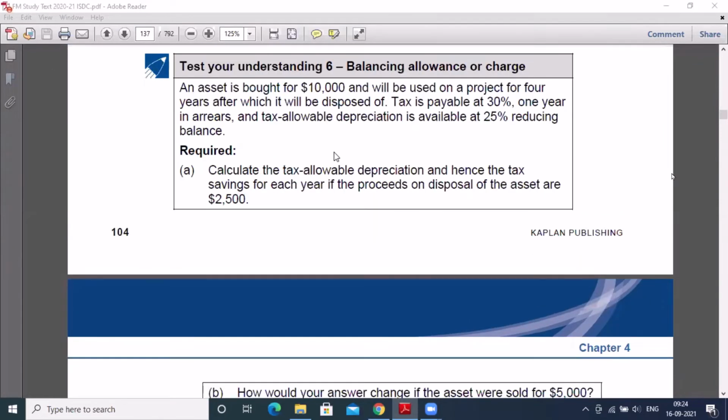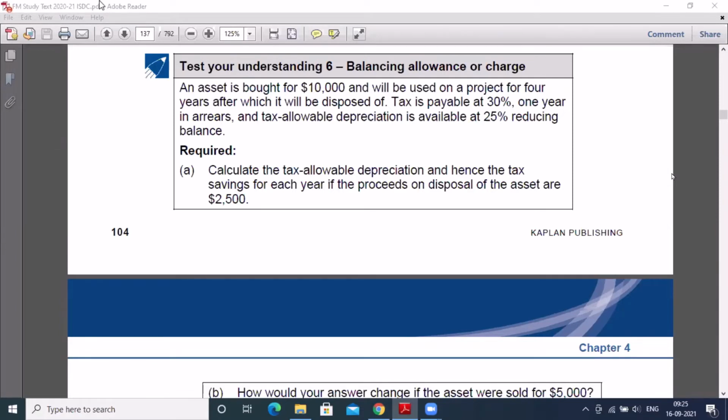Now, an asset is bought for $10,000 and will be used on a project for 4 years, after which it will be disposed of. Tax is payable at 30%, 1 year in arrears. As I mentioned, normally tax will be paid 1 year in arrears, and tax allowable depreciation is available at 25% reducing balance. It means we need to claim the depreciation at 25% on written down value, nothing but reducing balance. Now the requirement is to calculate the tax allowable depreciation and hence the tax savings for each year if the proceeds on disposal of the asset are 2,500.